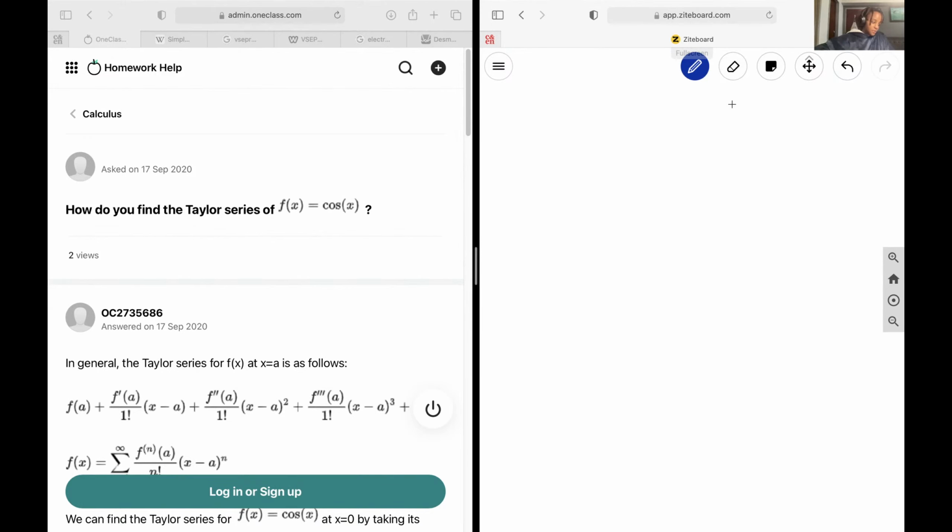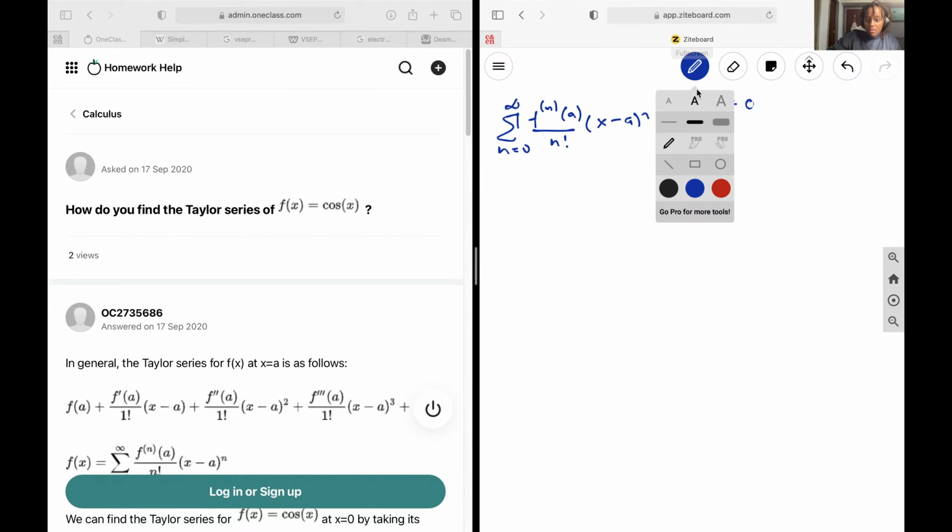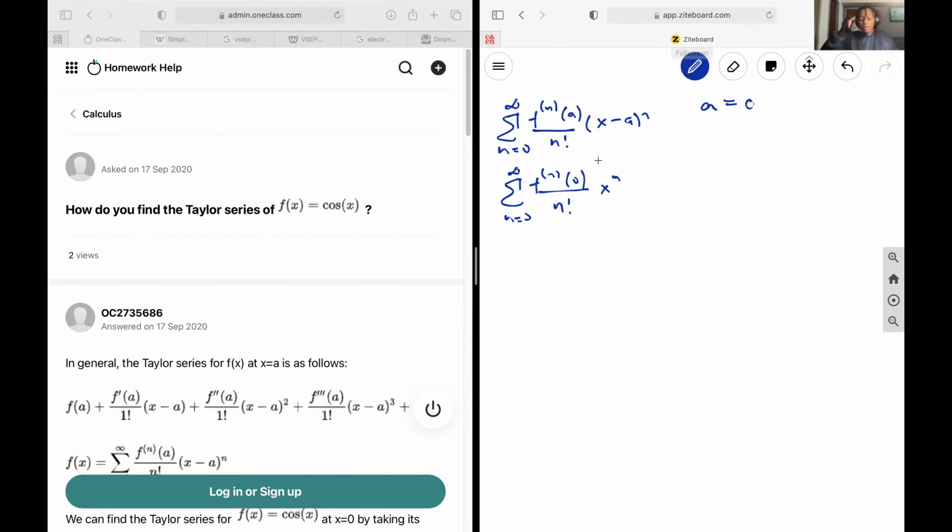Next up, we want to find the Taylor series for cos x. Our formula for the Taylor series is the summation of f^(n) evaluated at a over n factorial times (x minus a) to the power of n. For simplicity, we're just going to choose the point a equal to 0. So this becomes the summation from n equals 0 to infinity of f^(n) evaluated at 0 over n factorial, x to the power of n.